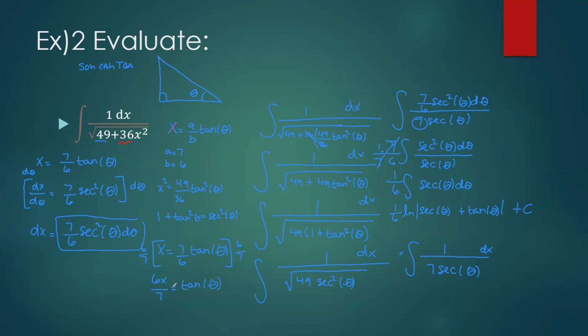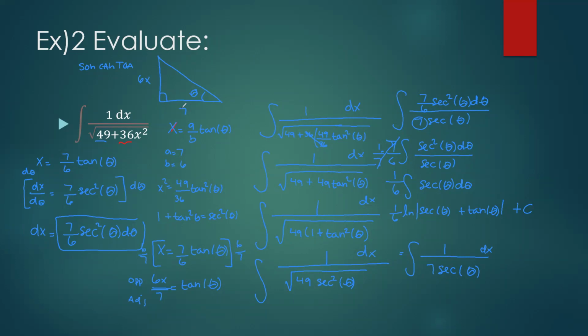Okay. So what is tangent? According to SOHCAHTOA, tangent is opposite over adjacent. So the 6x is your opposite, and then the 7 is your adjacent. So look at your right triangle here. Here's theta. The opposite side would be here, and that's 6x. And then my adjacent side is 7.